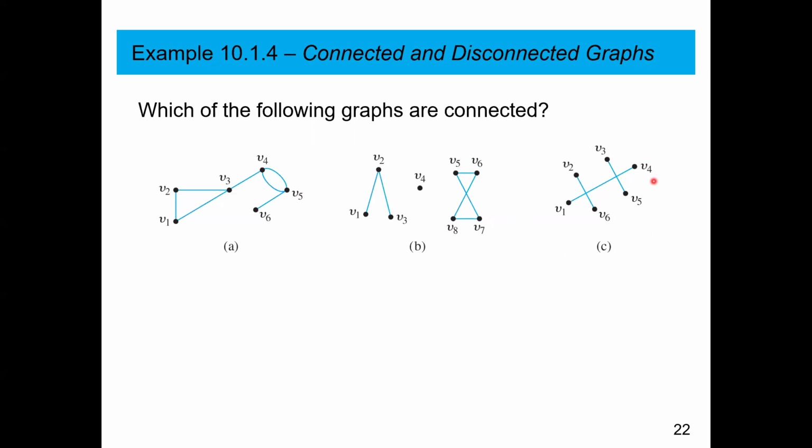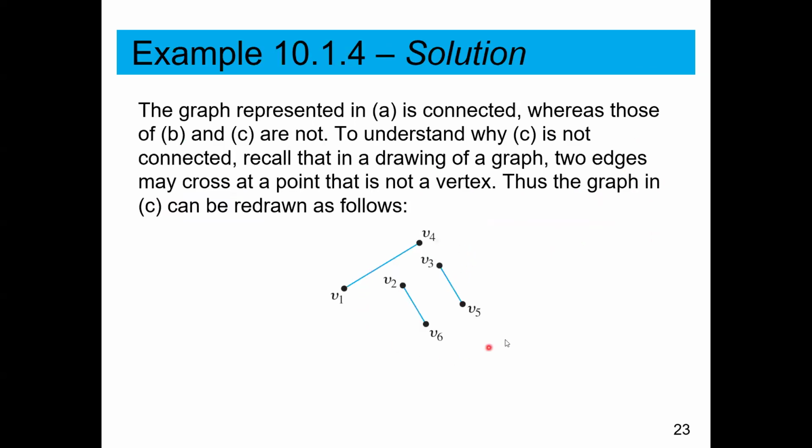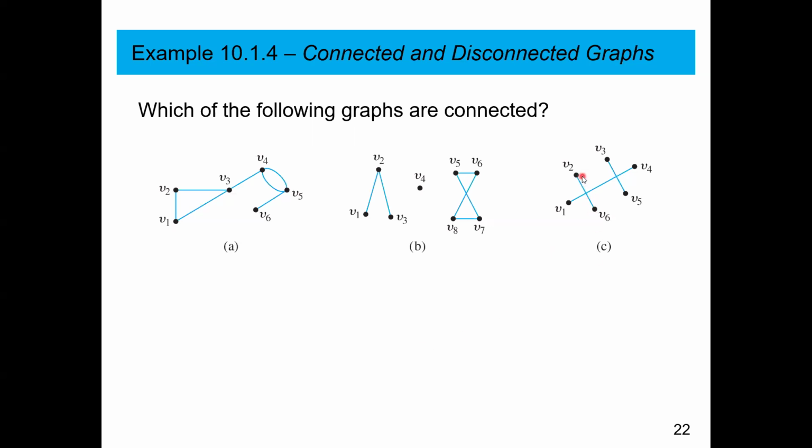All right, what's your answer? The answer should be no. Here's why. Just because you see edges that look like they're overlapping doesn't mean they actually are. We could have simply redrawn them to look like this, and then it's very clear that they are not connected. So just because the lines overlap does not mean there's actually any way to go back and forth.